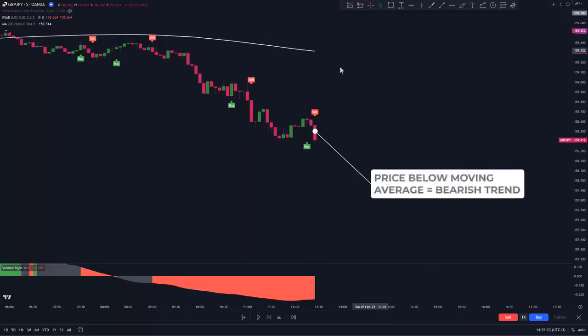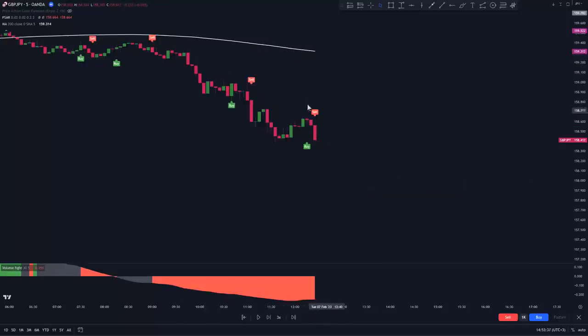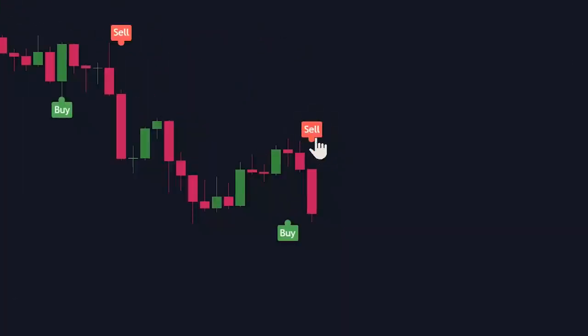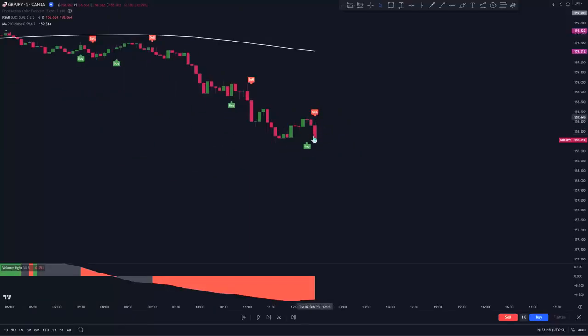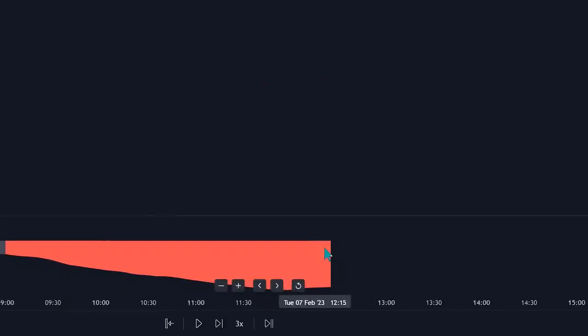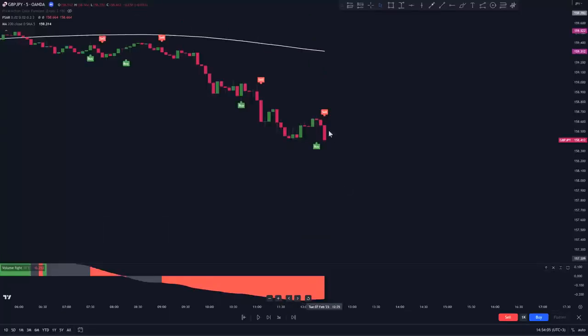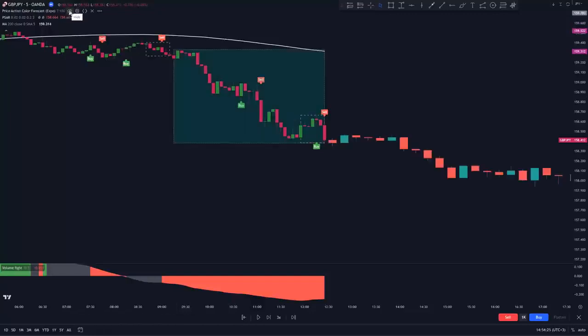For a short trade, it's going to be the opposite. The price needs to be trading below this white moving average to indicate that it's in a bearish trend. Second, the parabolic SAR indicator should print a sell signal. Next, on that sell signal candle, the volume fight indicator needs to be colored red, and it should also be below the 0 line. This indicates the presence of enough bearish volume to push the price all the way to take profit.